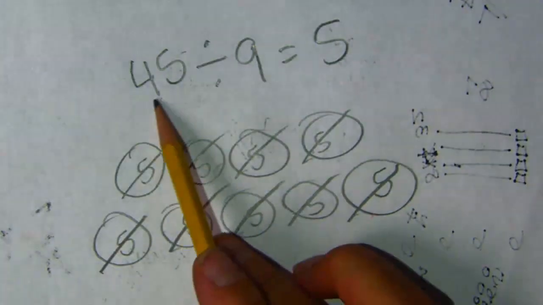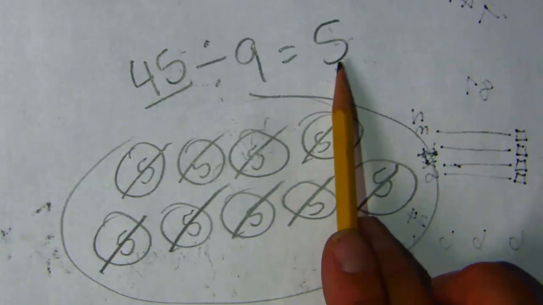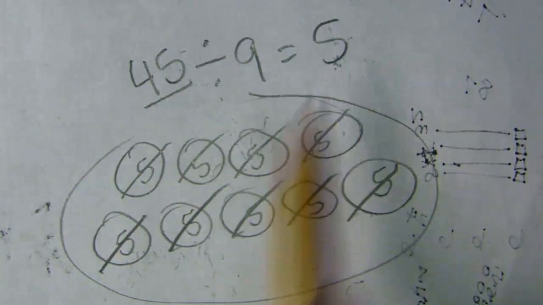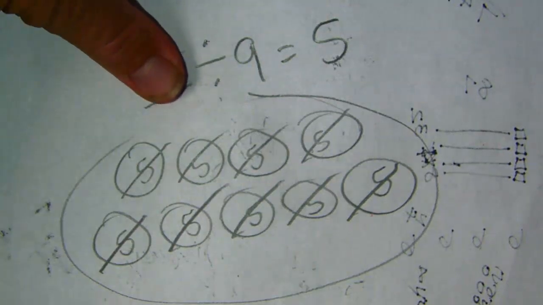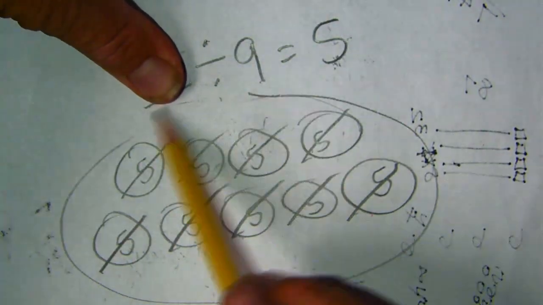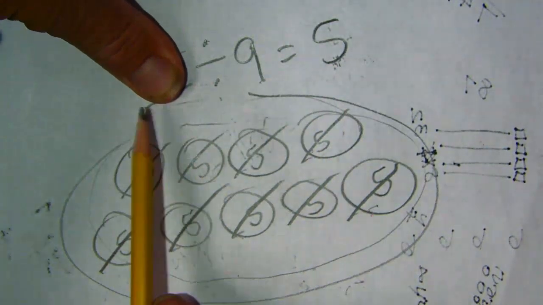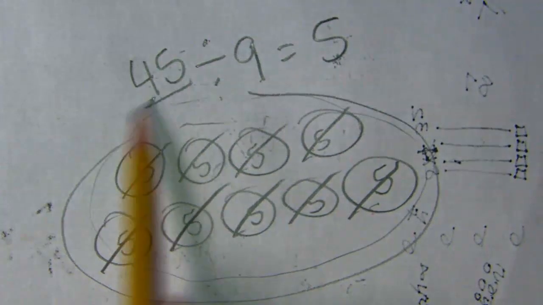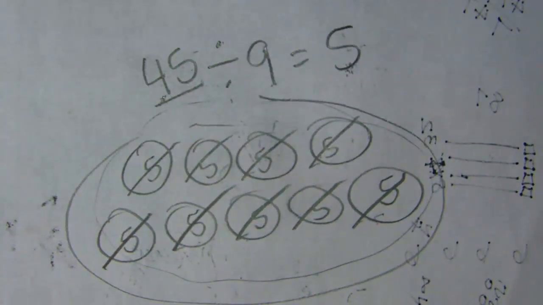So now we know 45 cookies shared amongst 9 friends. Each person gets 5. Do you see the complete story now? So we did not know this. We do know there's 9 people. We do know each person gets 5. We just didn't know this number. Now we do. Okay, so hopefully that helped you with your homework.